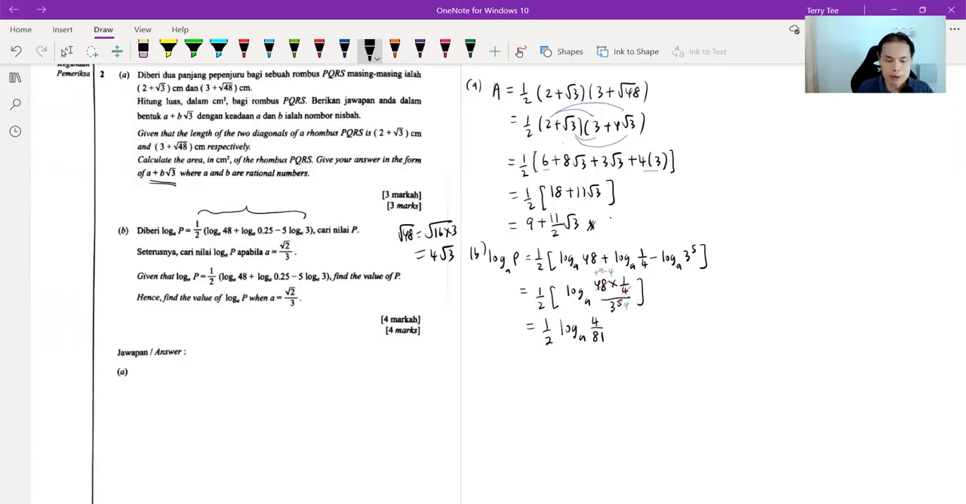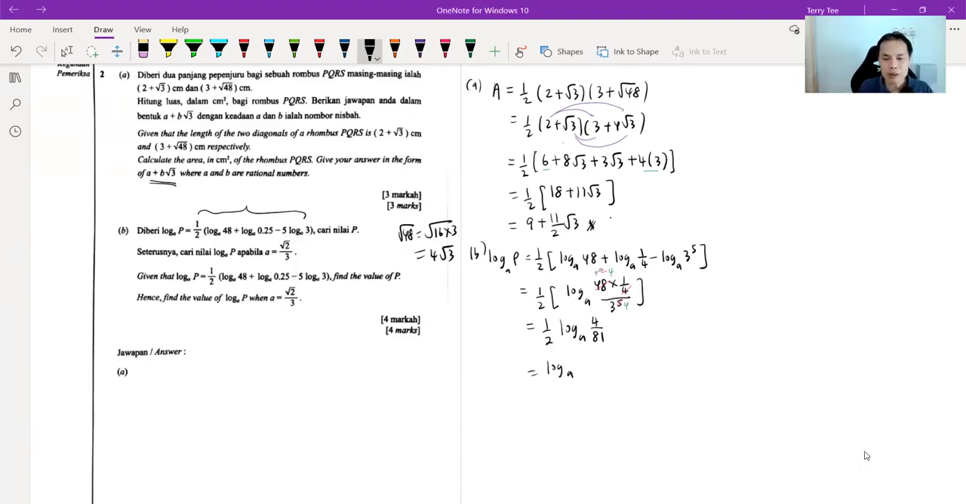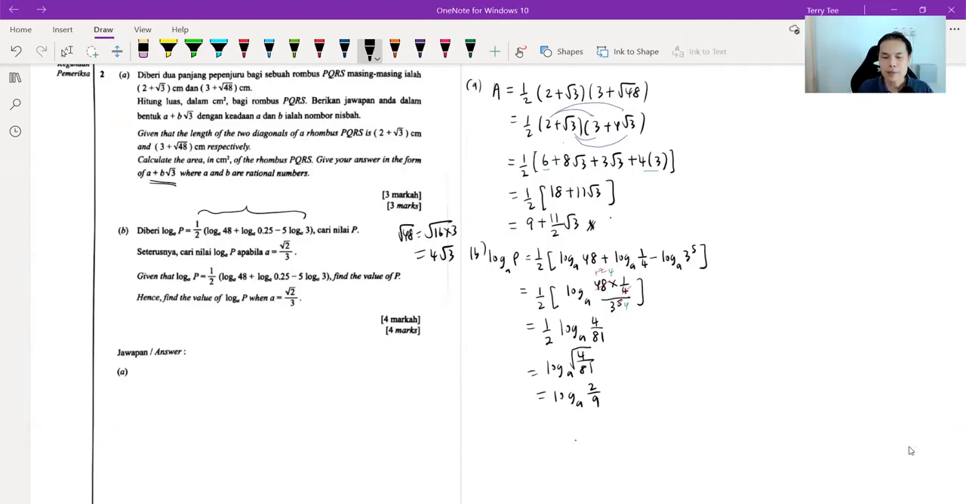So earlier, if you want, you can say 48 times 1 over 4, then you divide by 243. You can do that. Calculator can do all these things for you. 4 over 81, right? And when you bring the power half up, remember power half simply means square root. Square root of 4 is 2. Square root of 81 is 9. Again, if you're not sure, you can use your calculator, square root this answer. 2 over 9. And therefore, by comparison, P is 2 over 9.